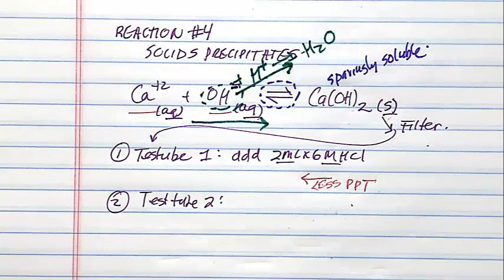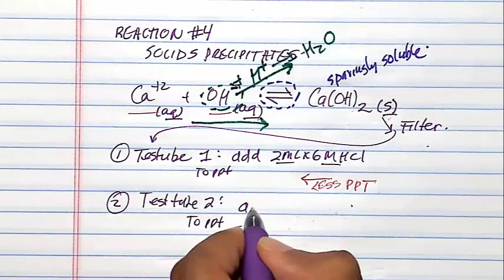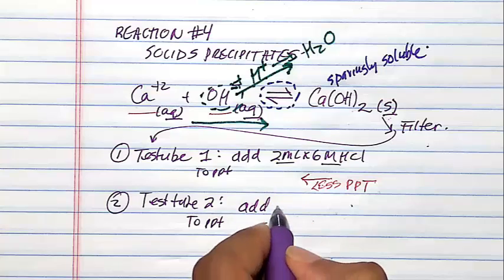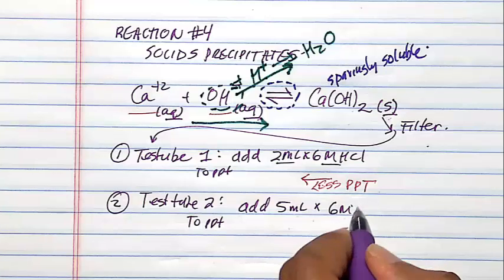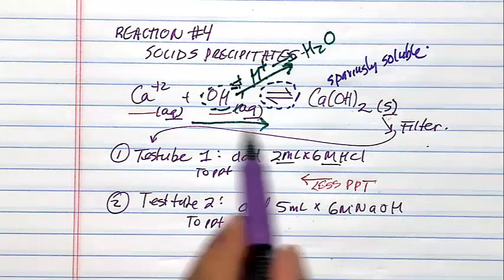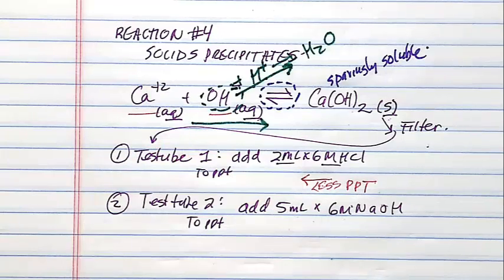The flip side happens if you do the opposite. To this precipitate, you add base. Add, according to the directions in the protocol, 5 mL of 6 molar NaOH. What do you think is going to happen to this precipitate that you've set up? You're adding more OH minus.